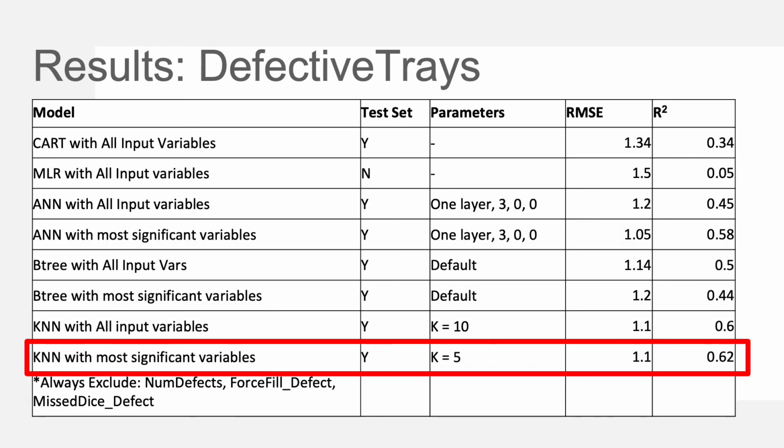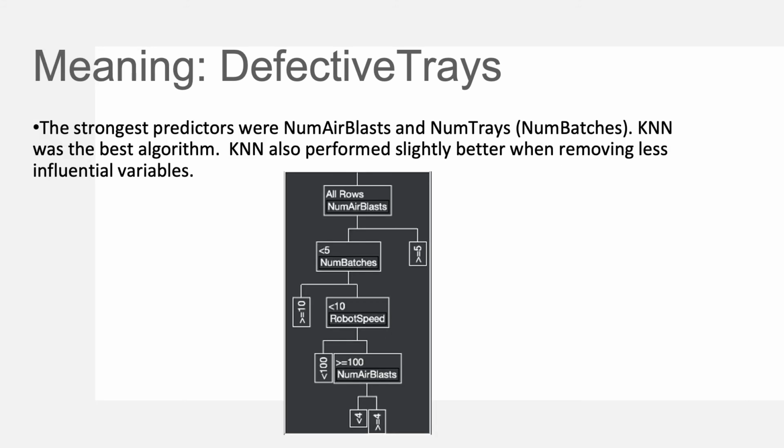For defective trays, we found the best algorithm to be KNN with the most significant variables. We got an R squared of 0.62 and an RMSE of 1.1. We always excluded num defects, force fill defects, and missed dice defects because of high correlation. In predicting defective trays, we found that the strongest predictors were num air blasts and num trays. And we found this using CART. We decided not to use MLR because it did not perform well in predicting defective trays.